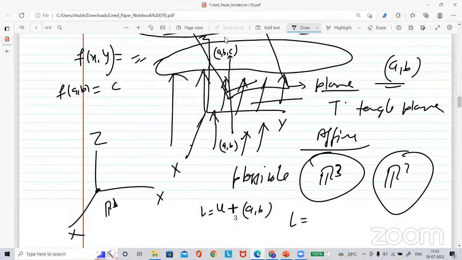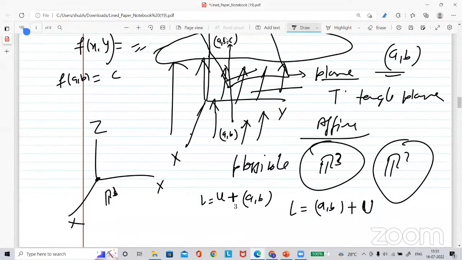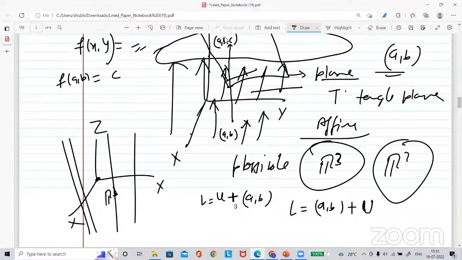What is the definition of affine? It is a point AB added to a subspace U. So what are the possible subspaces? Points, lines, and planes which pass through the origin. And the affine ones are all the possible shifted versions of those.